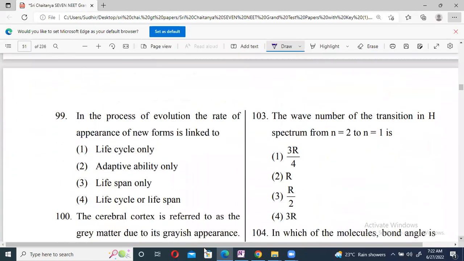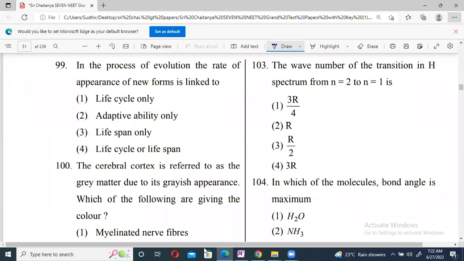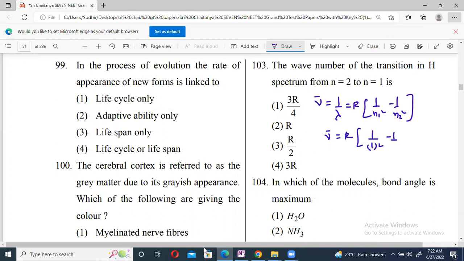The wave number of the transition in hydrogen spectrum from n equal to 2 to n equal to 1. You know the formula, wave number is equal to 1 by lambda equal to R into 1 by n1 square minus 1 by n2 square. But wave number equal to R into, n1 value you take as 1 square, n2 value you take as 2 square. It is R into 1 by 1 minus 1 by 4, which is equal to 4 minus 1, 3. So 3R/4. See, first option is correct here.